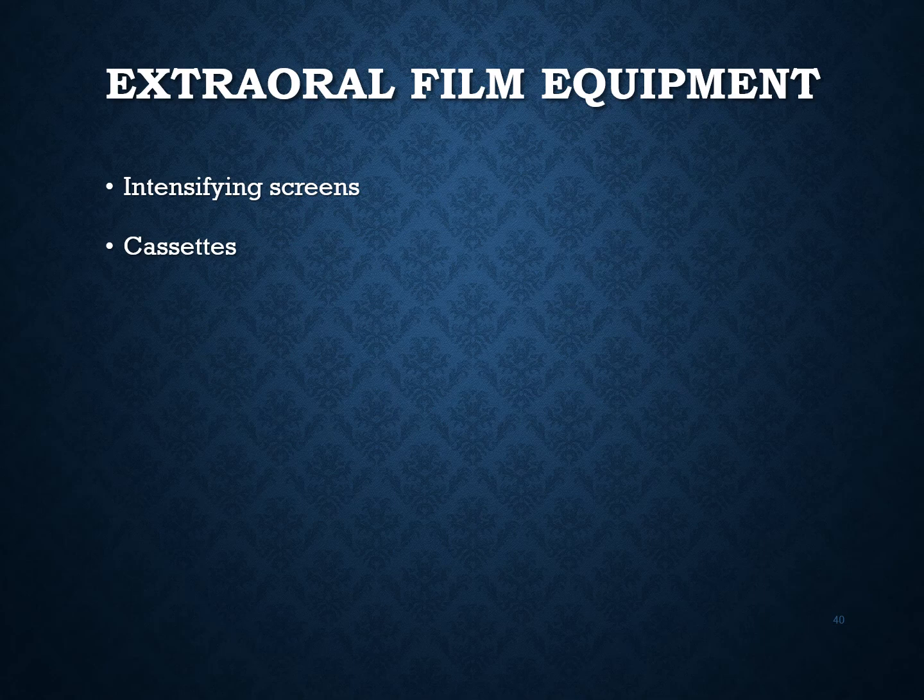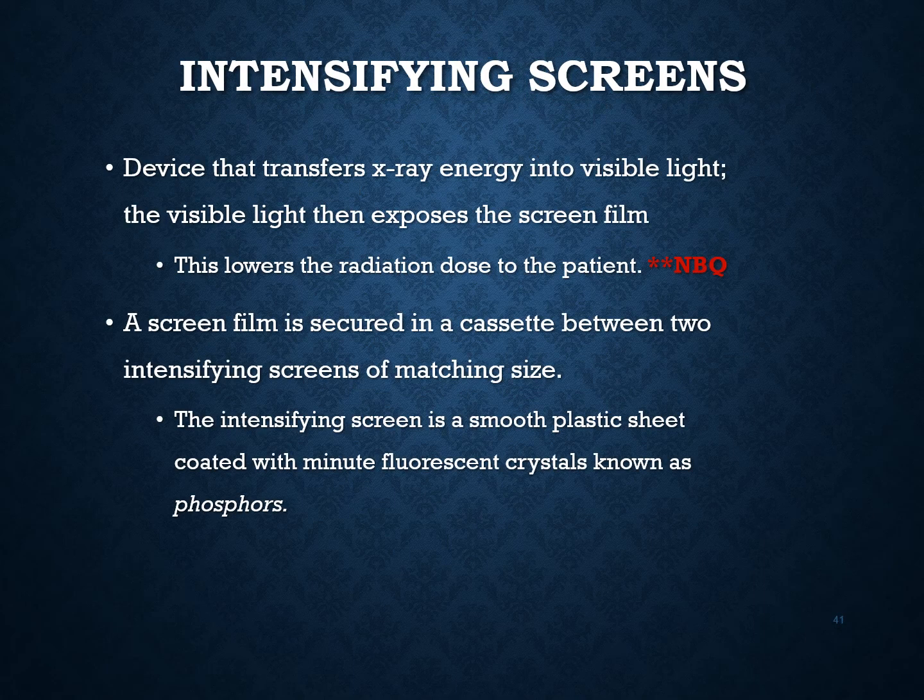Okay, so when you're using screen film, you're going to need some things like intensifying screens and cassettes. An intensifying screen is a device that transfers X-ray energy into visible light. The visible light then exposes the screen film. This lowers the radiation dose to the patient. National Board question. Hint, hint.